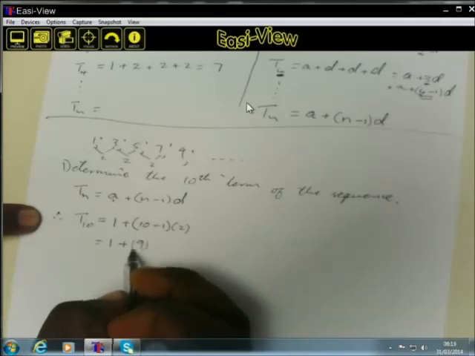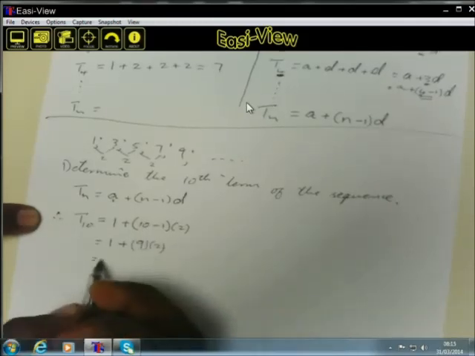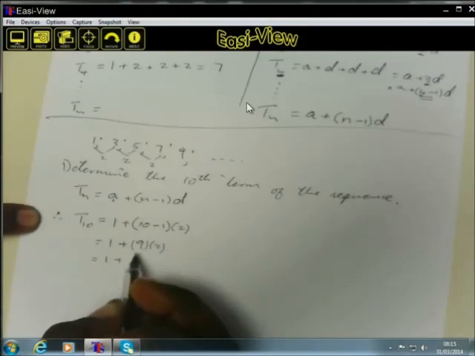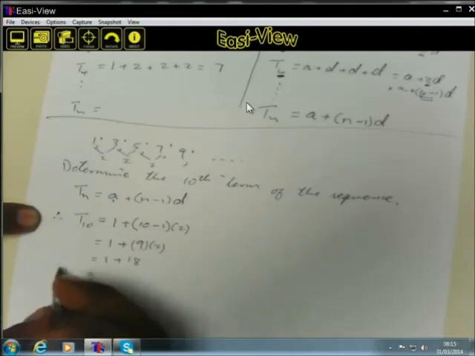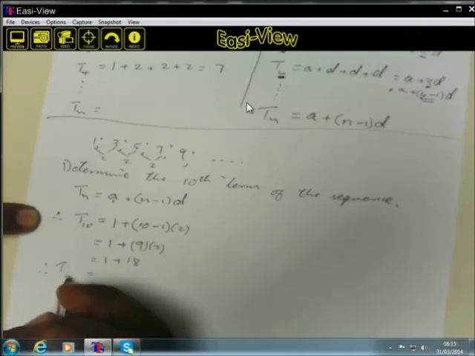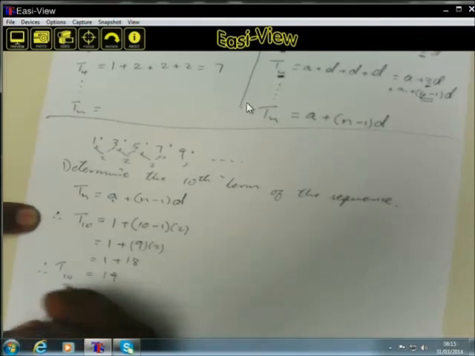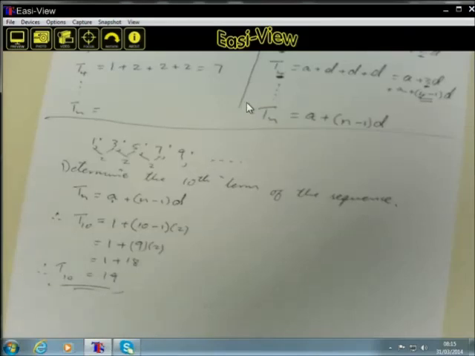is 9, and then multiplied by 2. This is 1, plus 9 multiplied by 2 will give us 18, which means term number 10 will therefore be equal to 19. That is how we find the 10th term.